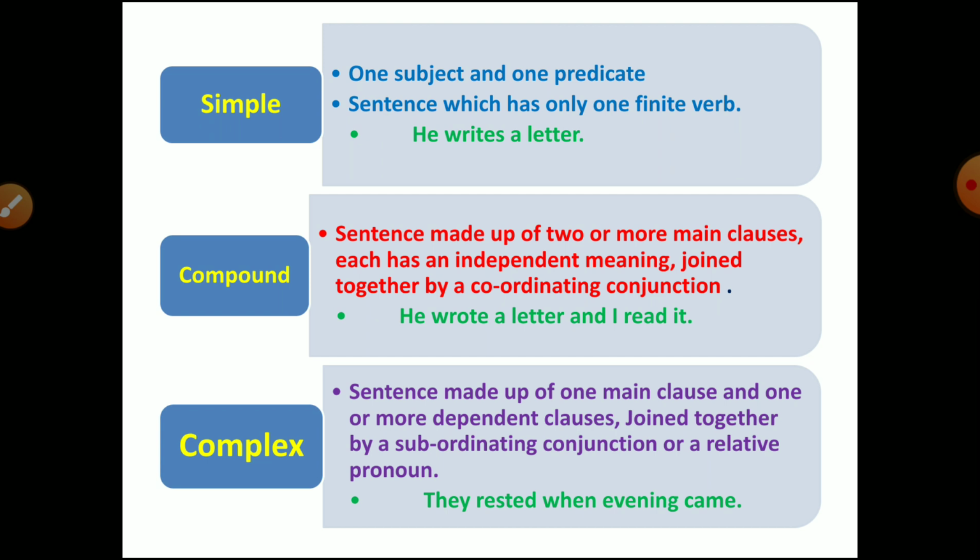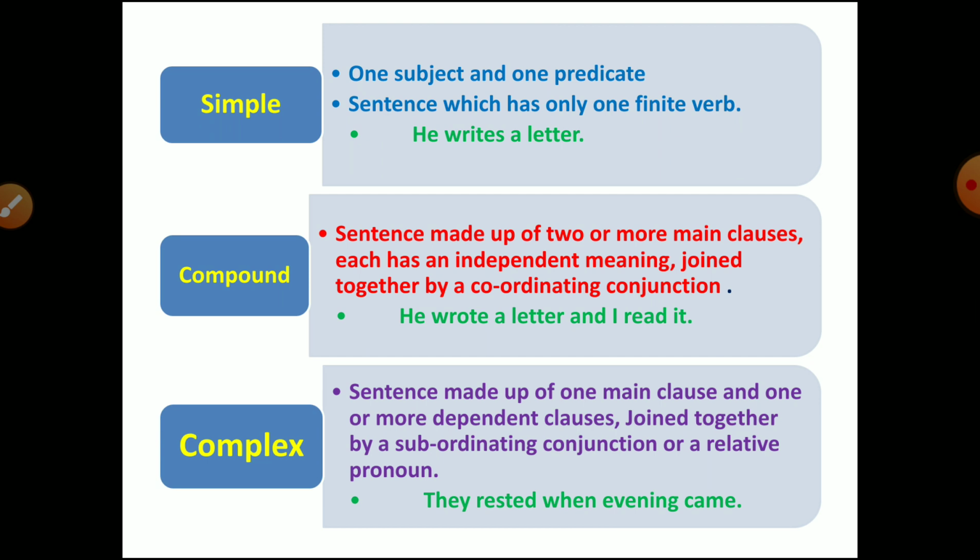So how these sentences vary on the basis of their structure. First of all, simple sentence. The definition is it has one subject and one predicate. In a simple sentence, it has one subject and one predicate. That's always the construction of a sentence. It should have a subject and predicate. But in simple sentence, there is only one subject and one predicate. This is the definition. Or it's a sentence which has only one finite verb.